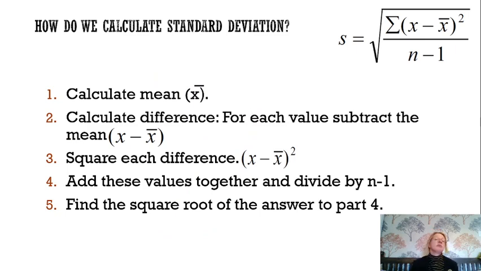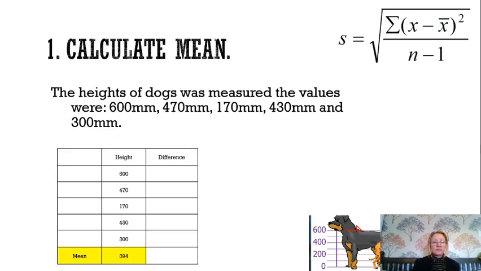So I've got step by step here. You're going to calculate the mean, you're going to calculate the difference, so subtract the mean from each of those individual values. You're then going to square those differences, add those values together, divide them by n minus 1, and then find the square root of that. So starting off here with the calculation of the mean.